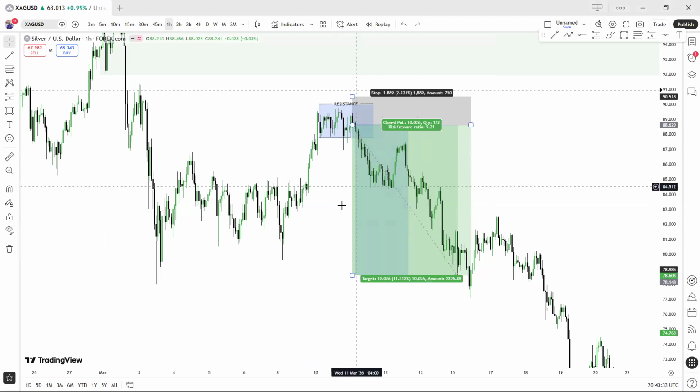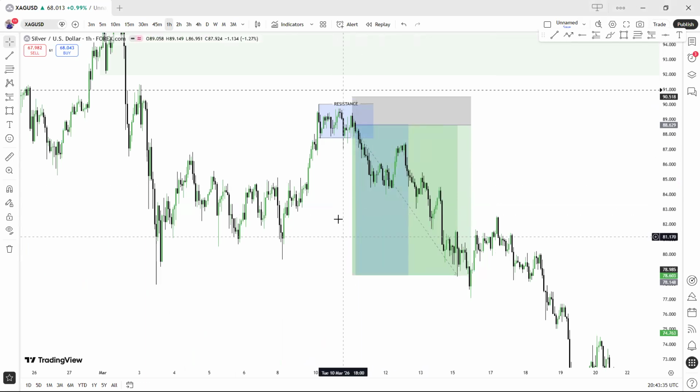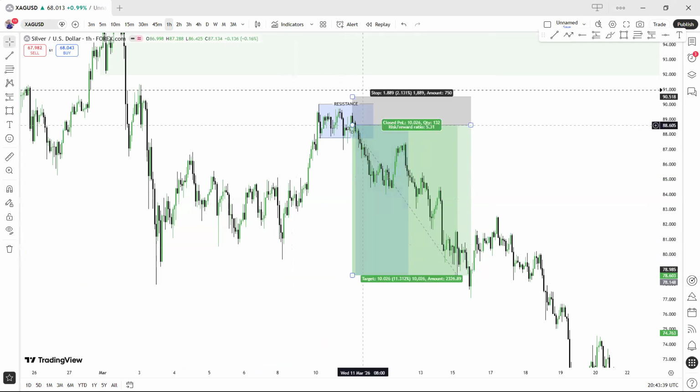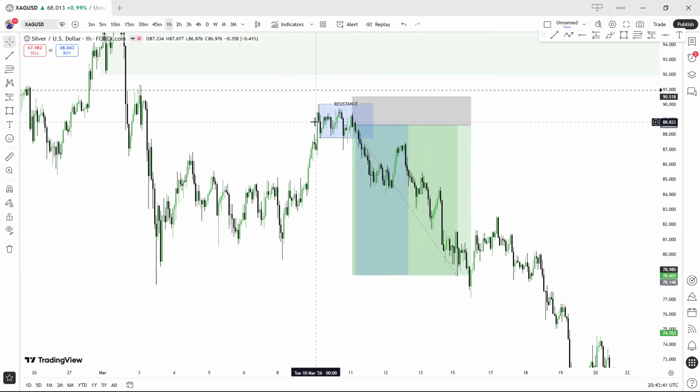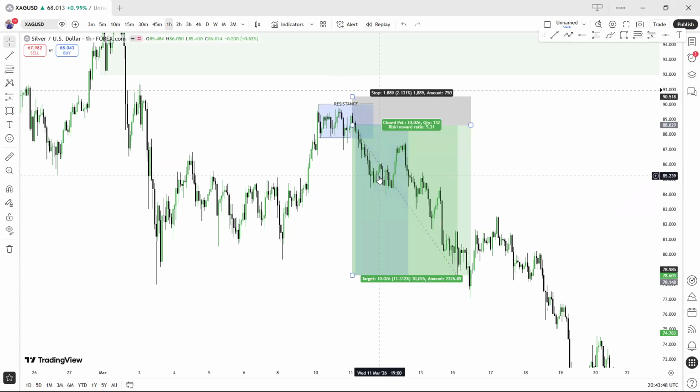Yes. This is exactly what I was talking about. Once you get that impulsive move and it starts ranging, just find out which one it respects more. Is it resistance or is it support? If it's respecting resistance more, that means it has a tendency of going down. If it's not respecting support, that means it has a tendency of going down.